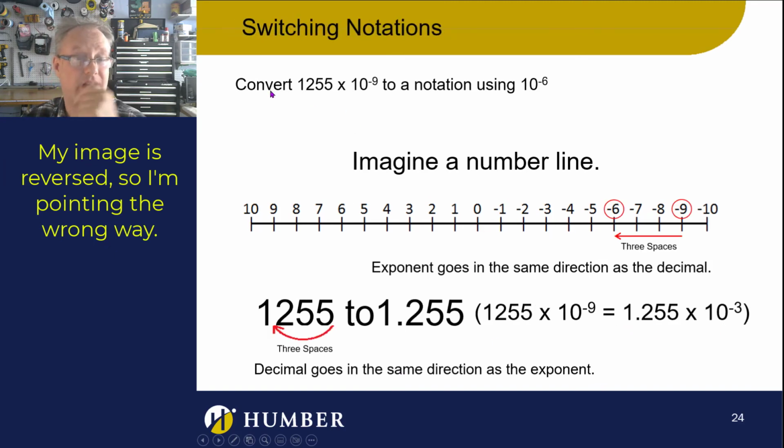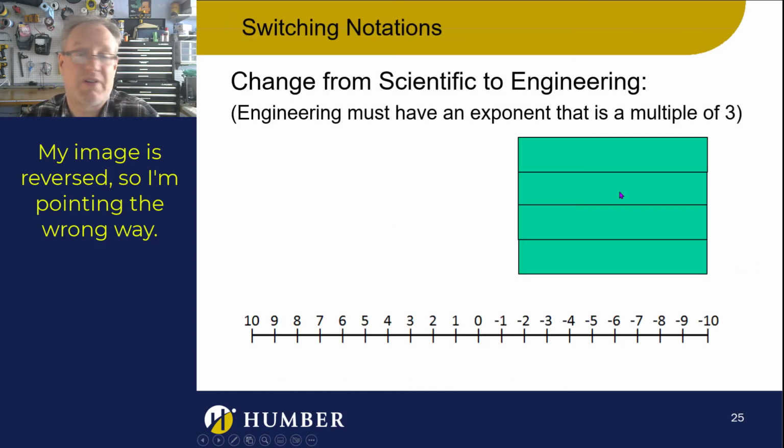Okay, another one. Let's take a look at this one. I'm going to go from minus 9 to minus 6. That's this way. So I have to take a look at that, and I'm just going to move the decimal this way. So I'm going to go 1, 2, 3. So it's 1.255 times 10 to the minus 3. Cool. So it's just examples. Let's just take a look at this, and we'll just go there.